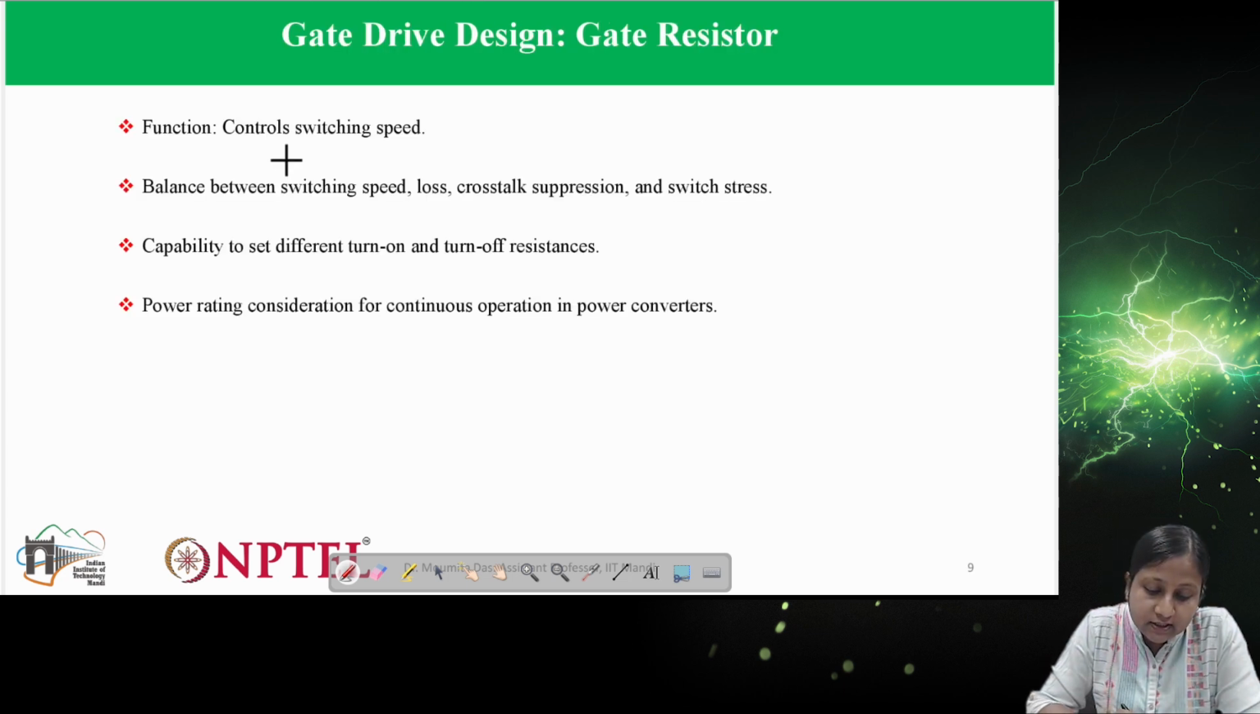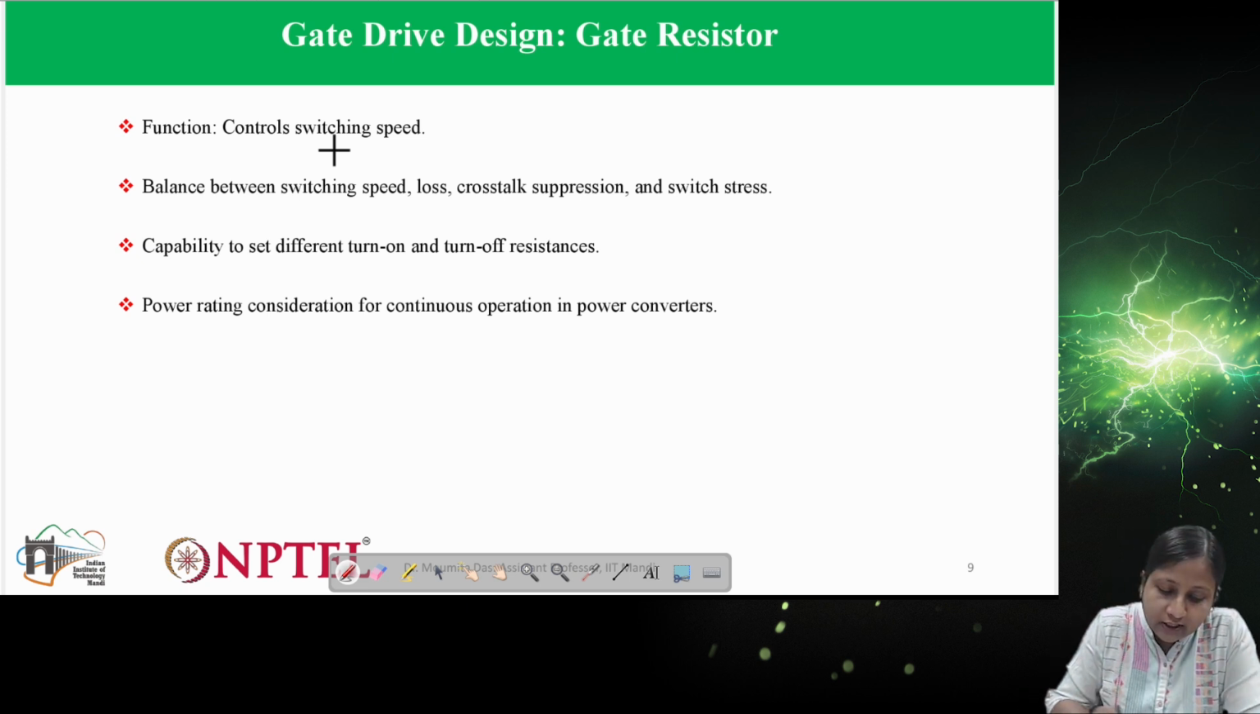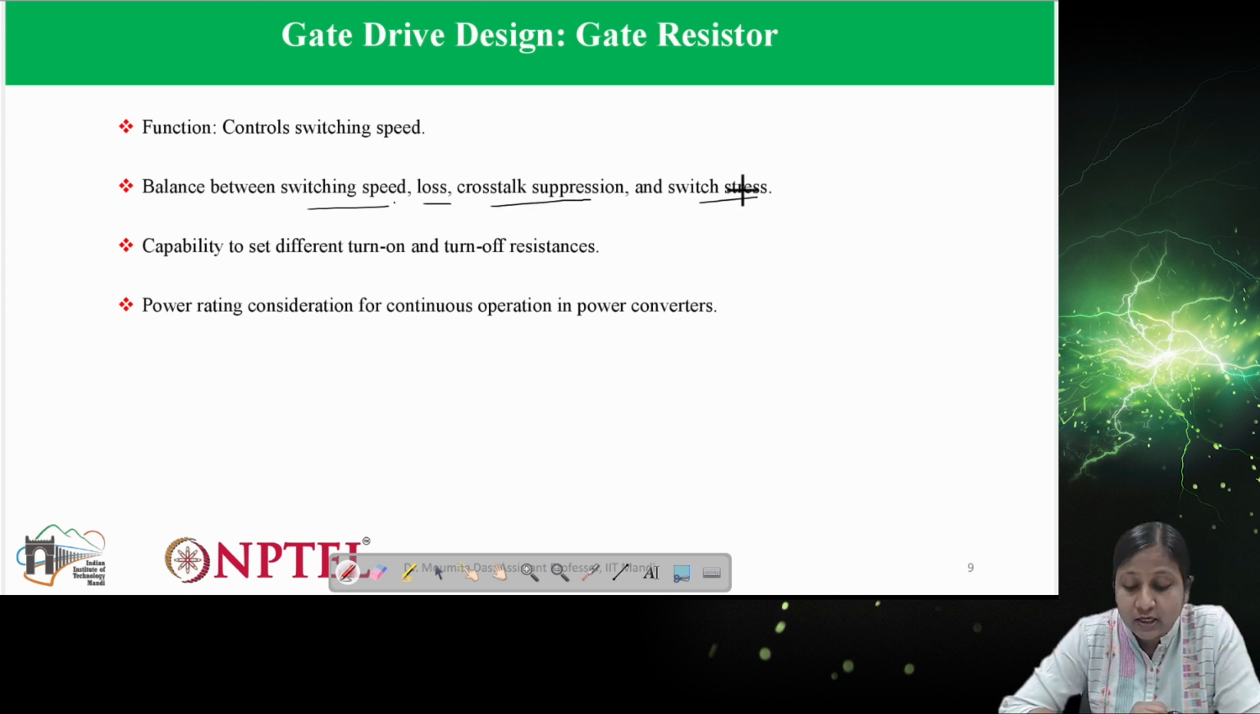So the gate resistor, its main function is to control the switching speed. If the frequency of operation is very high, then the gate resistor will be very small. Again, there will be some optimum value required for the operation, otherwise there will be a problem of ringing and oscillation if the resistance is very small. That is why we have to balance between switching speed, loss, crosstalk suppression and switch stress. These are the parameters that decide what should be the optimum value of the gate resistance.